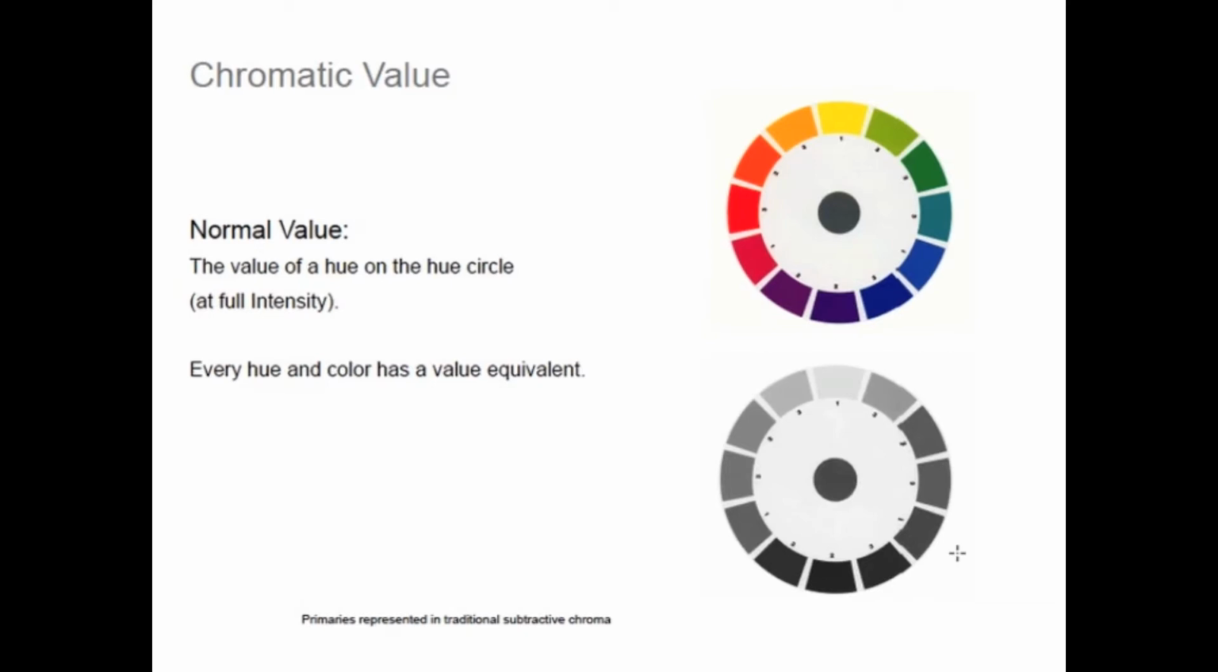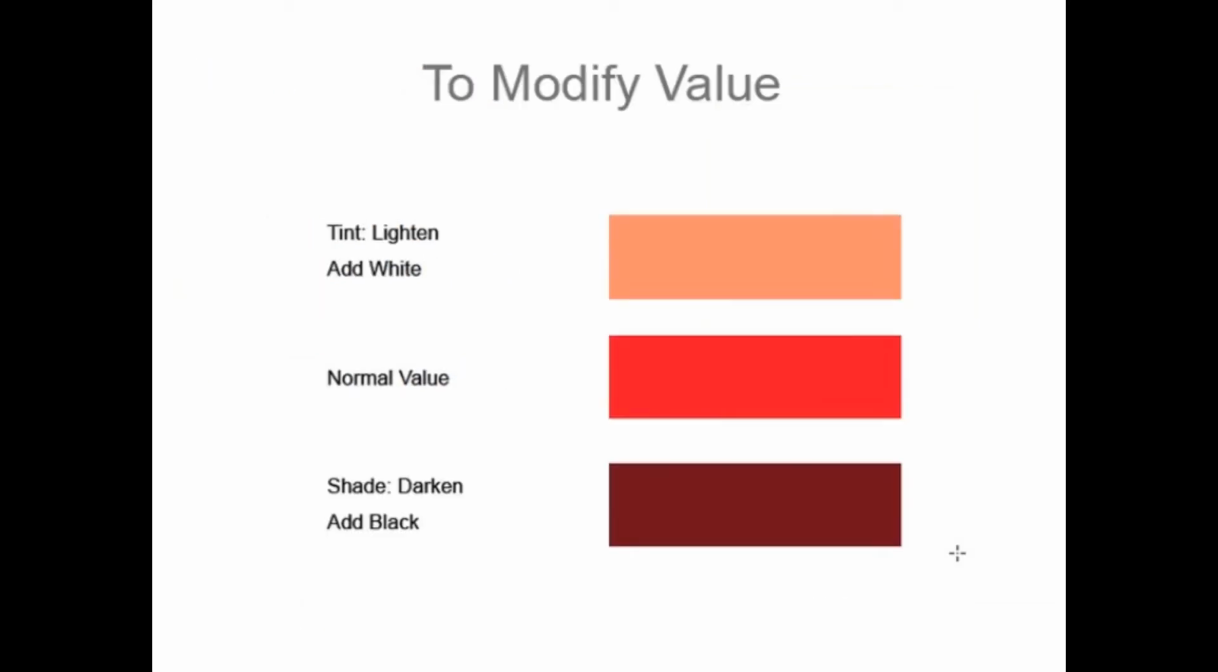When we get into red and red-orange and red-violet, we're starting to look at similar values if we look across the hue circle to their complements. Yellow is never as light as white. Violet is never as dark as black at normal value. To modify value, we can take the same steps that we took to modify intensity. If we're going to lighten it, we will add white or the perception of white. To darken, we will shade it by adding black.